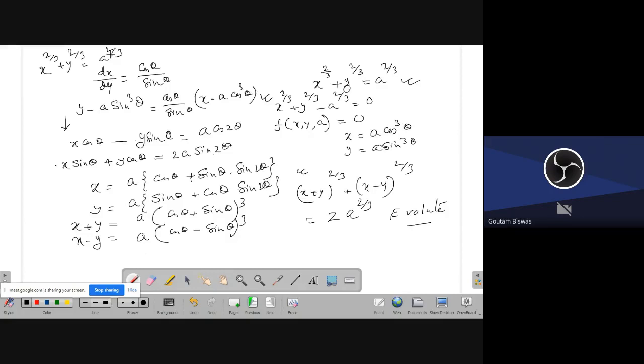But how to find the envelope of this curve? The general procedure we found out. Okay, I'll give you another one on the next page.